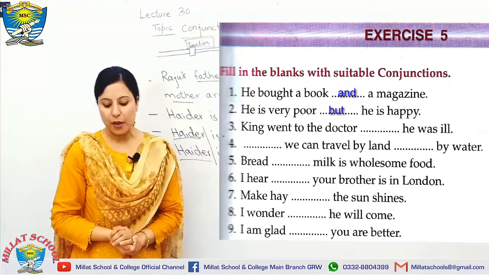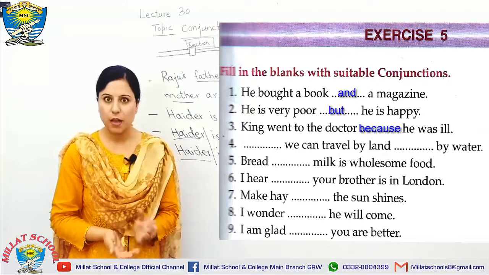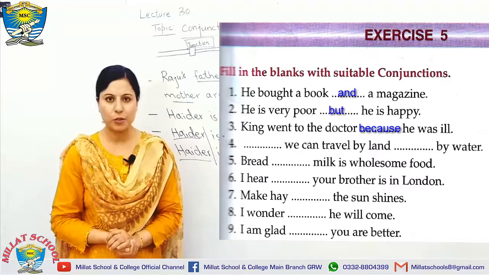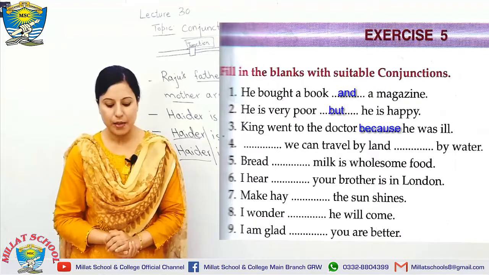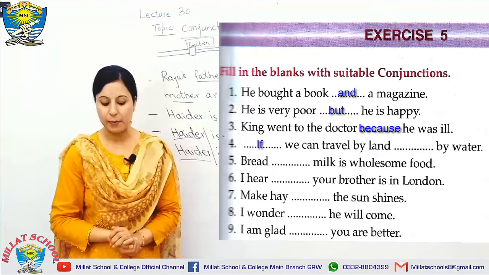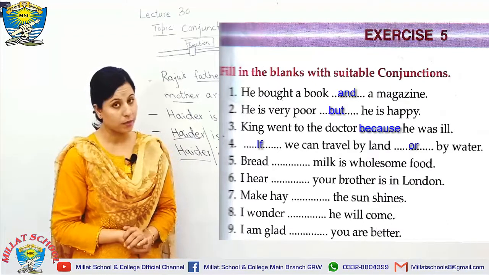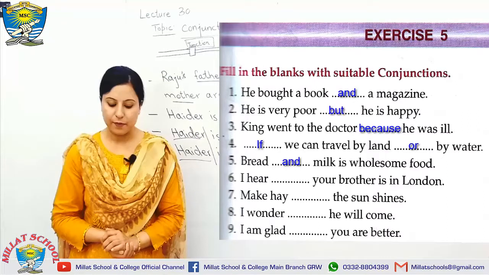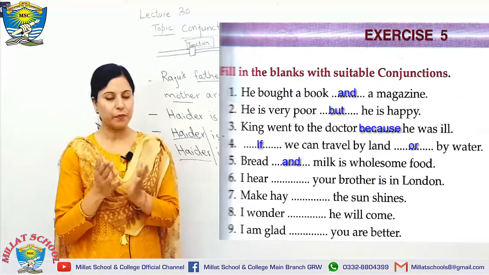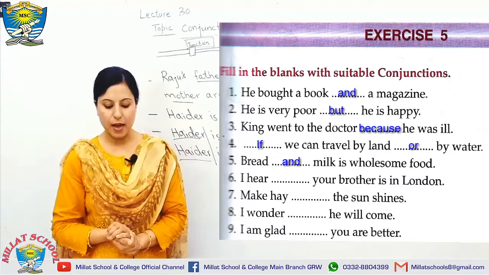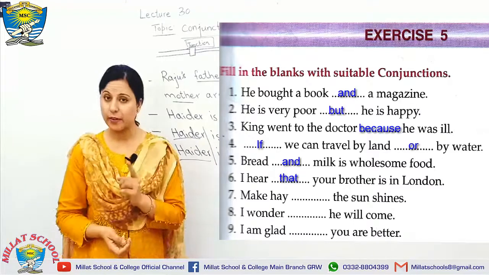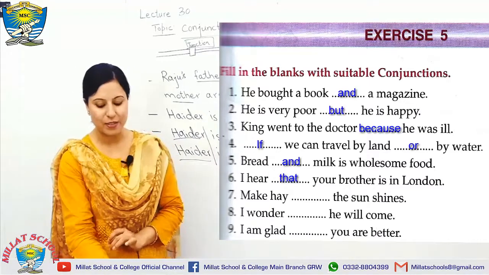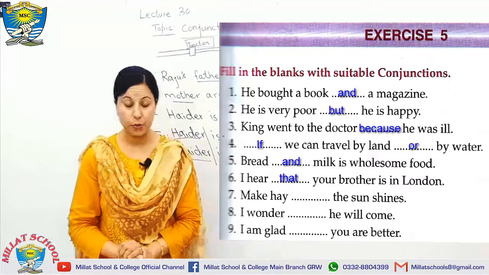Number 3, King went to the doctor because he was ill. This was the reason for going to the doctor. Yes. Number 4, we can travel by land or by water. Number 5, bread and milk is wholesome food. Number 6, I hear that your brother is in London. Yes, so the rest of the sentences will be done by you yourself.